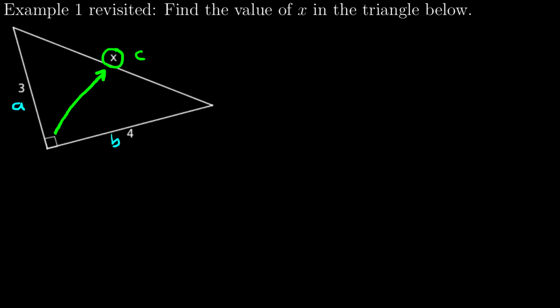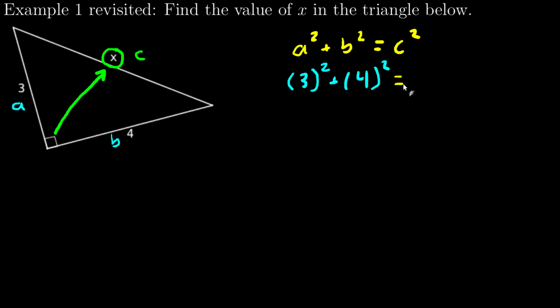And now I will use the Pythagorean Theorem. Pythagorean Theorem was A squared plus B squared equals C squared. My A and B are 3 and 4, so I will have 3 squared plus 4 squared. And the important one to note is my C is x. So I have an x squared over here. So I need to make sure that this one is the one that's by itself. And then I just go through and do the work.